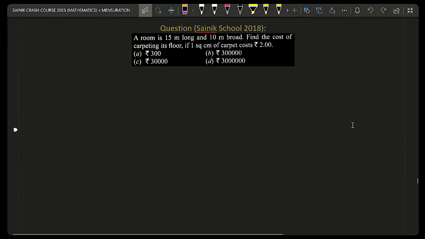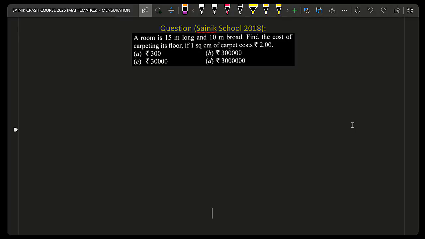Harini, read the question again. A room is 15 meters long and 10 meters broad. Find the cost of carpeting its floor if 1 square centimeter of carpet costs 2 rupees. Okay. So, how to solve this question? Sir, first we should find the area of the room, sir.